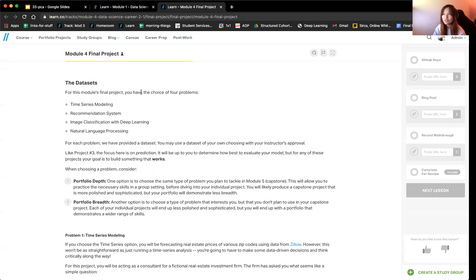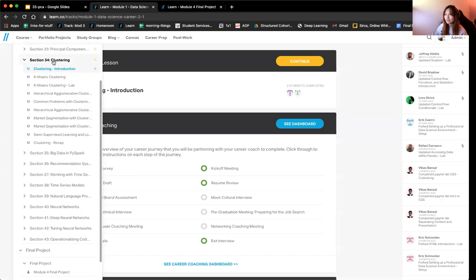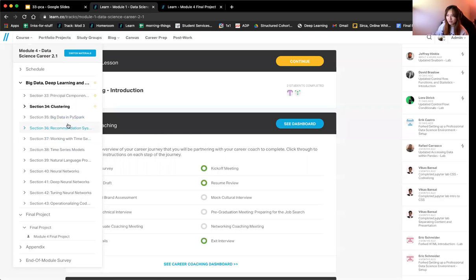So a lot of students treat this mod, and I also suggest this, as an elective mod where you really choose to focus in on what you're interested in. If you take a look at all of the sections here, 36 is recommendation systems, 37 and 38 are time series, 39 is NLP, and 40, 41, 42 are neural networks, and neural networks is where image classification is. So that's the structure of the bulk of mod 4.